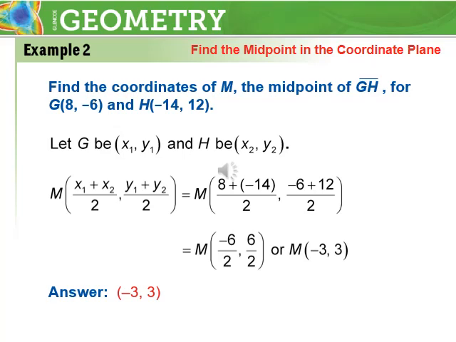And then for the y coordinate of the midpoint, you need to add y1 plus y2 over 2, which is -6 plus 12 over 2. So you will get 3. So the coordinates of the midpoint are -3 and 3.